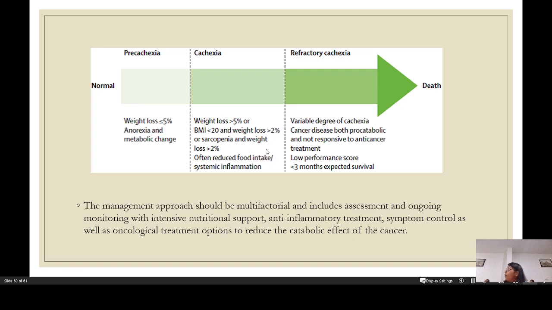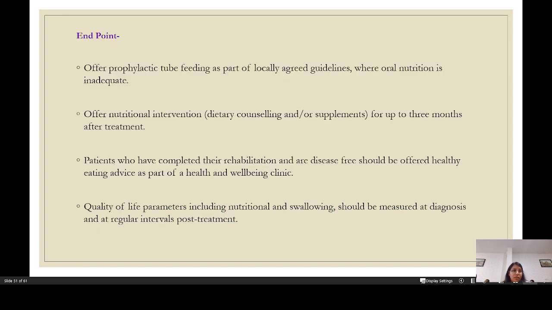Refractory cachexia includes a variable degree of cachexia, with cancer disease that is pro-catabolic and not responding to anti-cancer treatment. The management approach should be multifactorial and include assessment and ongoing monitoring with intensive nutritional support, anti-inflammatory treatment, and symptom control, as well as oncological treatment options to reduce the catabolic effect of the cancer. Offer prophylactic tube feeding as part of the locally agreed guideline where oral nutrition is inadequate. Offer nutritional intervention, dietary counseling, and supplements for up to 3 months after the treatment.